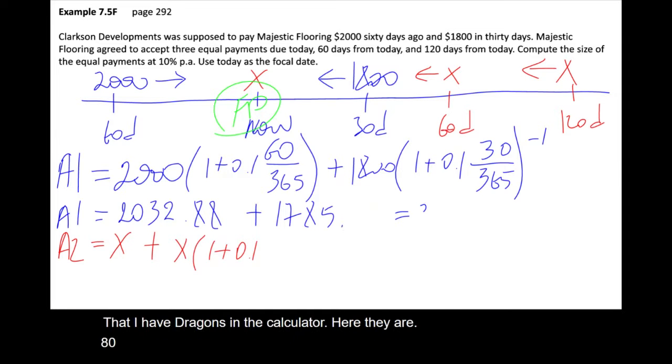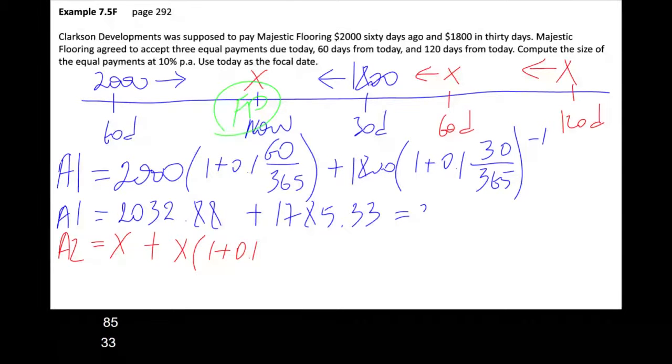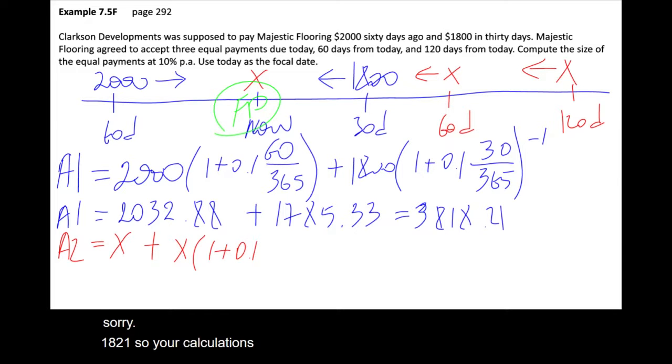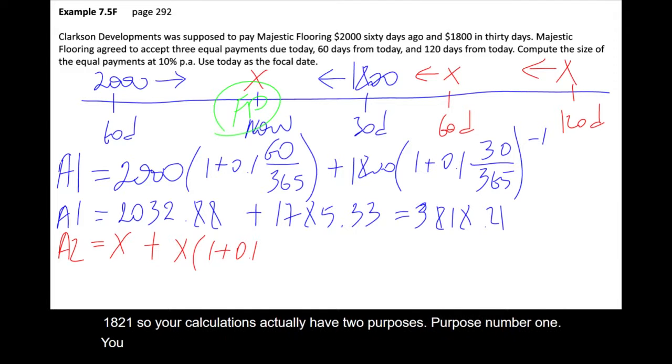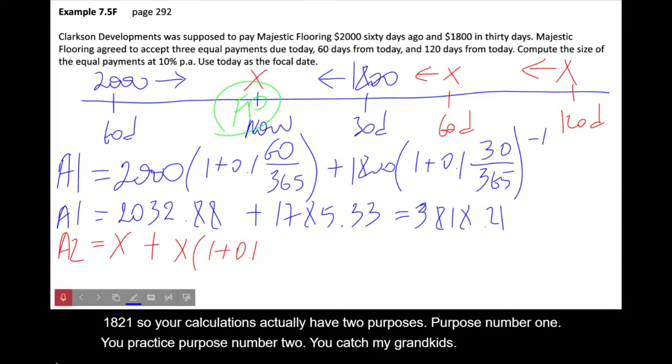So your calculations actually have 2 purposes. Purpose number 1, you practice. Purpose number 2, you catch my gremlins. Okay?